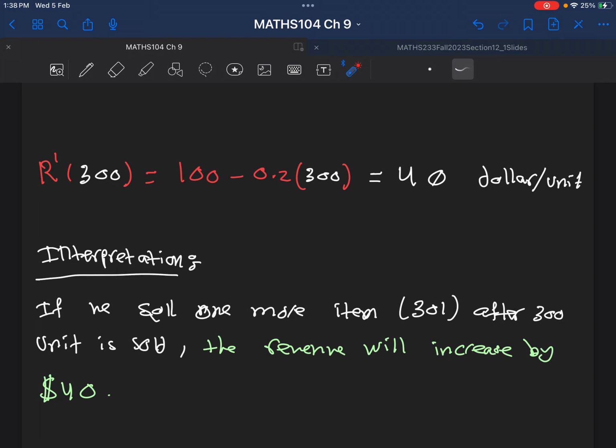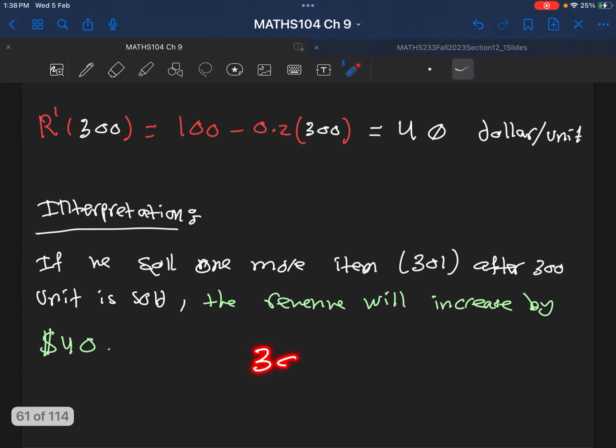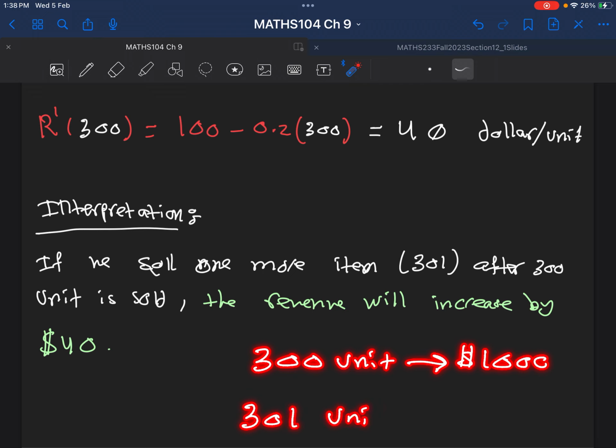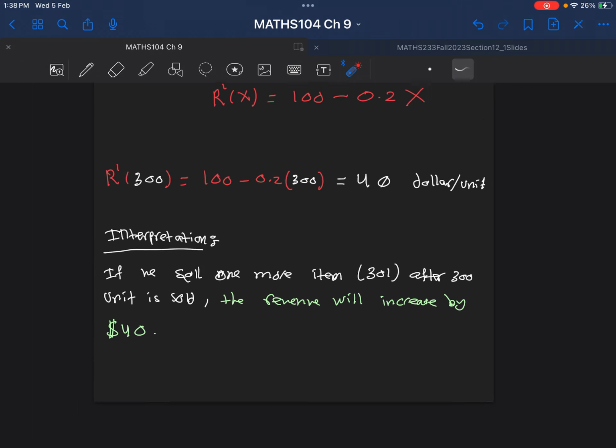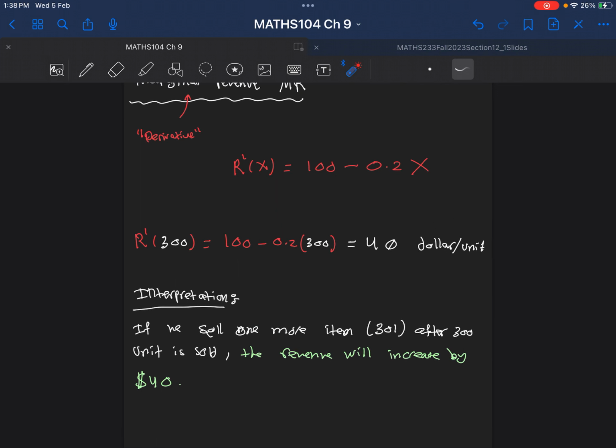Let me just explain it more. If we have 300 units, let's suppose the revenue is $1,000. If we sell one more, what will be the next number? We don't know for sure, but we want the estimation. The estimation will be 1,040 because we will have 40 more dollars. And that's the interpretation for 300.